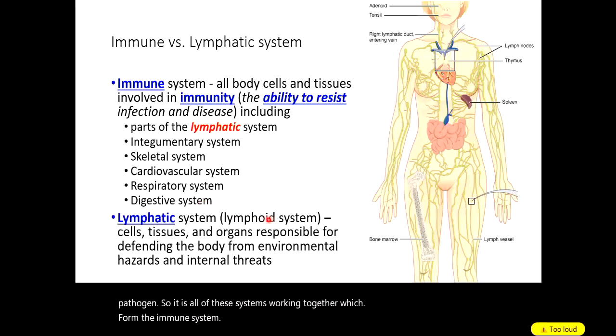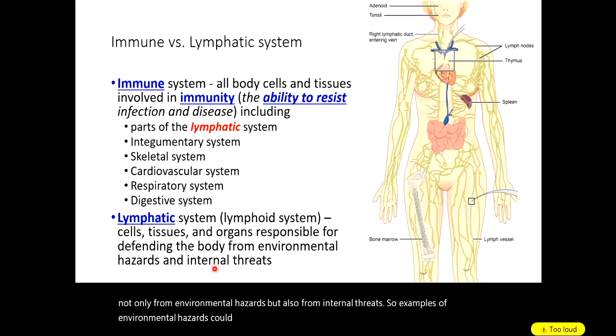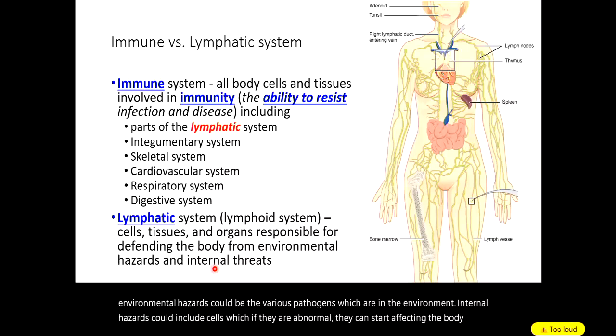Now moving on to the lymphatic system, this is also called the lymphoid system. This too is made up of various cells, tissues and organs which play a role in protecting the body, not only from environmental hazards but also from internal threats. Examples of environmental hazards could be the various pathogens in the environment. Internal hazards could include abnormal cells which can start affecting the body's own cells, right?